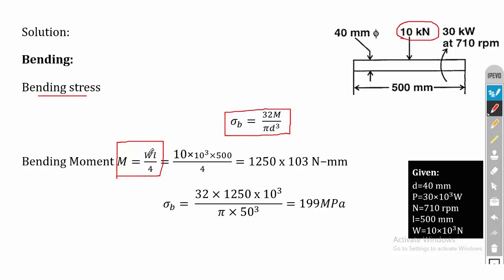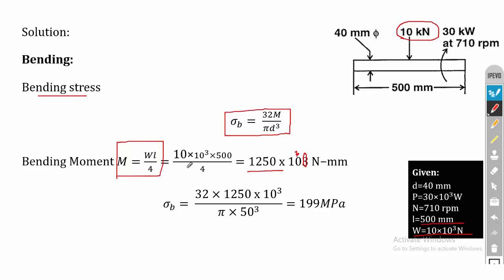Here W is the load acting, so I am going to substitute it. It is 10 into 10 power 3. You can see the given data, W is 10 into 10 power 3 Newton. Then L is the length of the shaft, it is 500 mm, divided by 4. If you solve this, you will get 1250 into 10 power 3. The unit is very important. We have substituted the load in Newton and the length in mm, so we will get Newton mm.